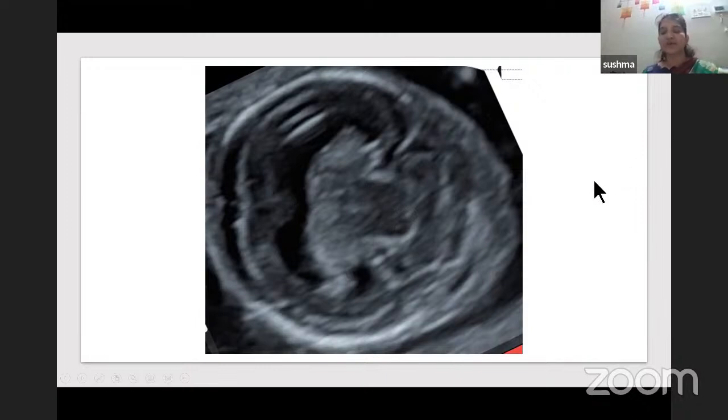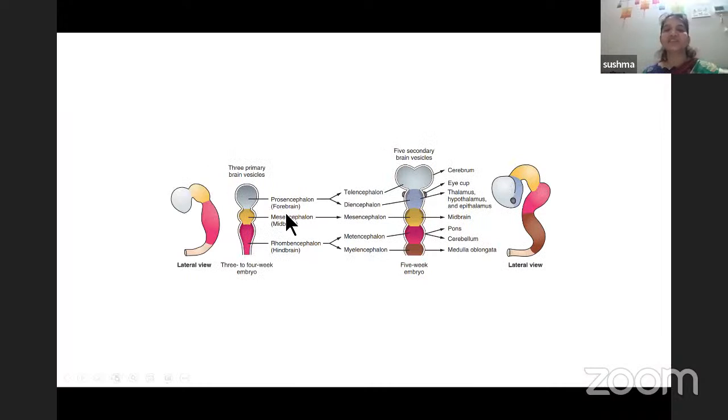So to understand holoprosencephaly, I have just kept few slides on embryology. So no need to go into too many details of this. But here, as we can see, there are three brain vesicles: forebrain, midbrain, and hindbrain. The forebrain vesicle is called prosencephalon. So this prosencephalon, instead of dividing into two like this, it is whole like this. So it is holoprosencephaly.